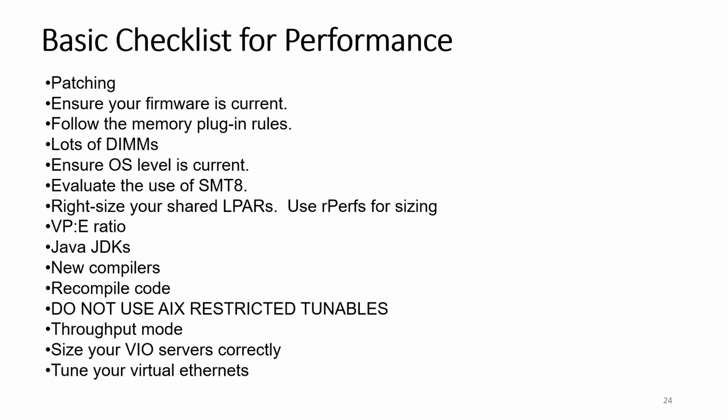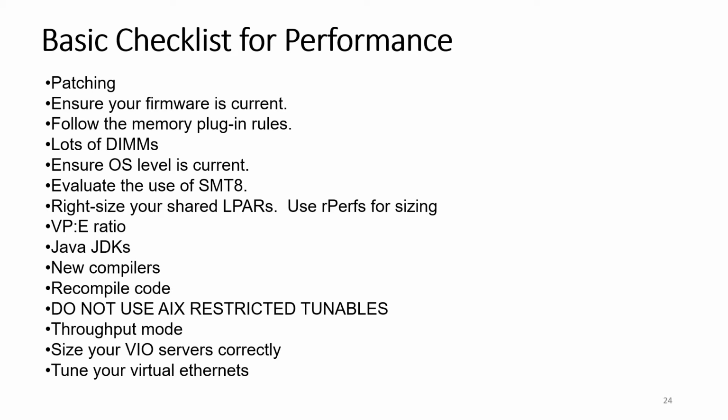Make sure your shared LPARs are sized correctly. And never ever use cores for sizing. You should look at RPerfs and size that way. Look at your virtual processor to entitlement ratio. You do not want to have a 20:1 ratio where your entitlement's 1 and your VPs are 20, because you'll forever be growing and shrinking. And if it's a busy LPAR, you'll also always be above entitlement.